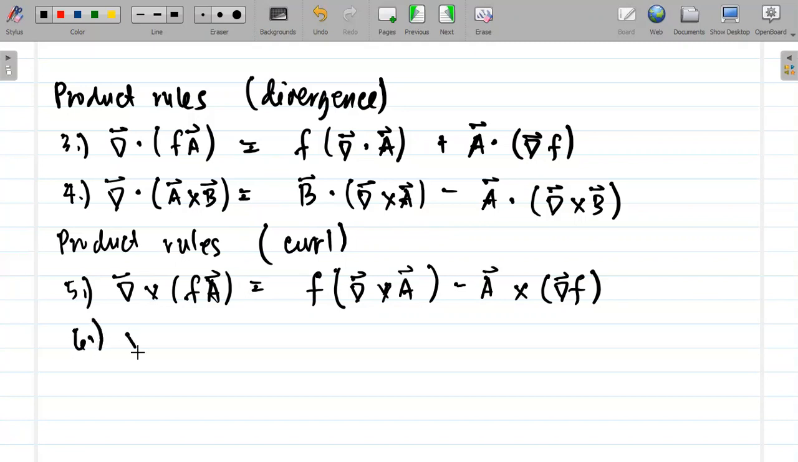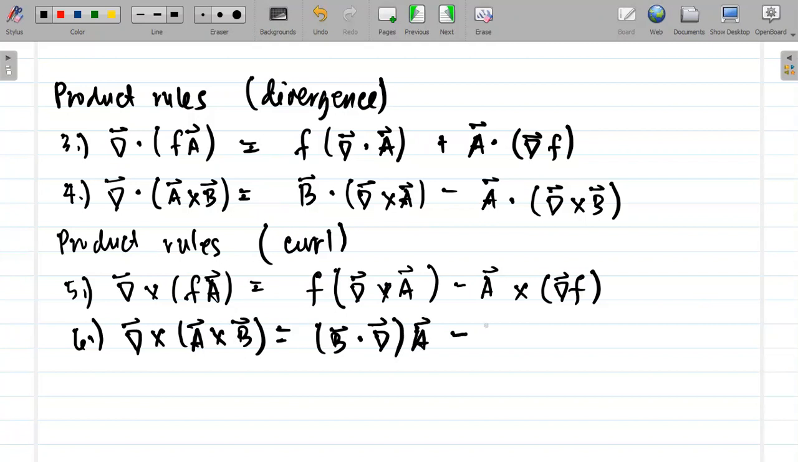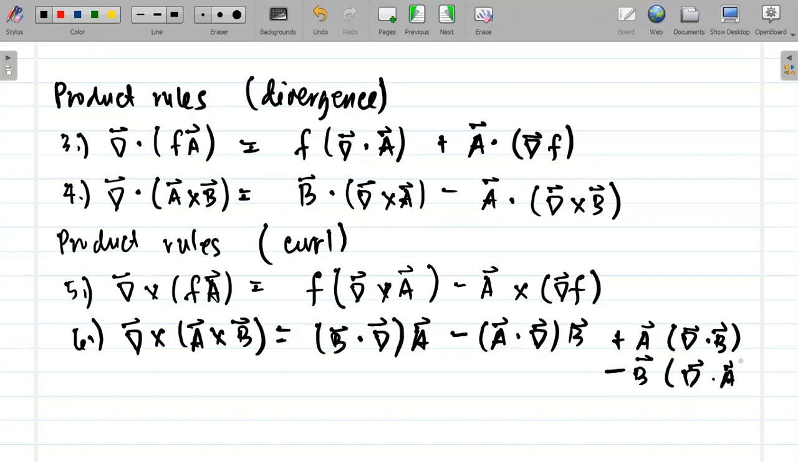And last, we have del cross A cross B. That is B dot del, so ito na naman yung operator natin, A minus A dot del acting on B plus A multiplied by del dot B minus B multiplied by del dot A. So yan yung ating product rule for del cross A cross B. Medyo nakakalito, class, medyo mahaba kasi itong last identity natin.